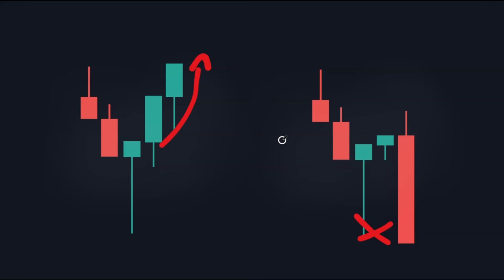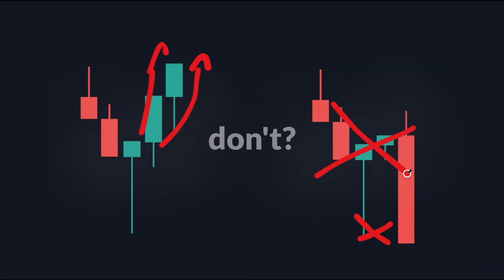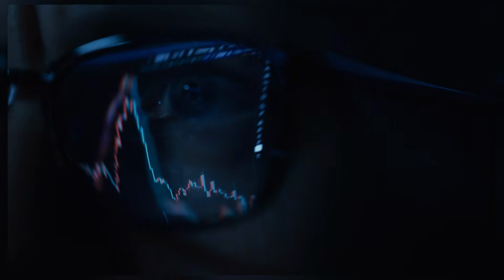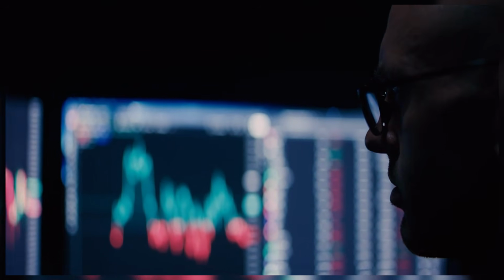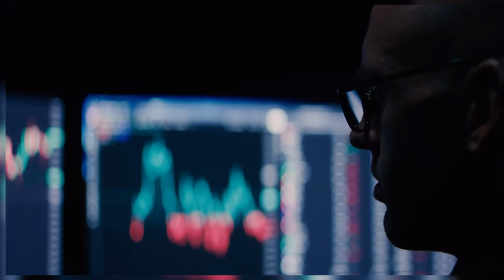The question is not whether candlesticks work, because you can see right here this candlestick worked perfectly. So what's the difference? Well, the question to ask is, when do candlesticks, such as this pin bar, actually matter and when don't they? See, most traders are trading shapes. Professionals are doing something completely different. They're trading the reason behind the shape.